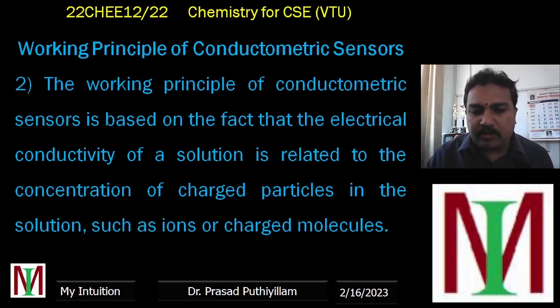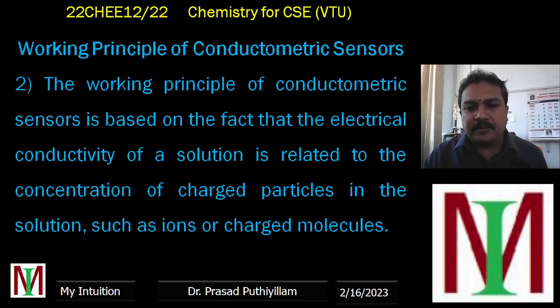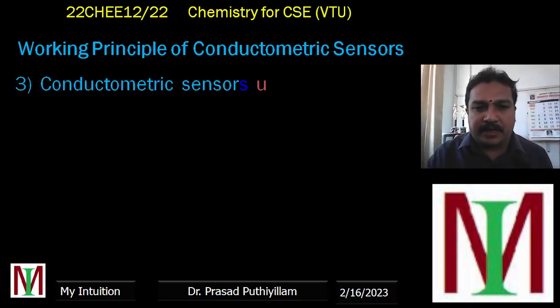So it is related to the concentration of charged particles, ions. Concentration means if more ions are there, more movement will be there, so more will be the conduction. And if the ions are smaller in size, then the smaller ions will move faster. Therefore, based on the size of the ion also, the conductivity will vary. So this is the working principle behind the conductometric sensor mainly.